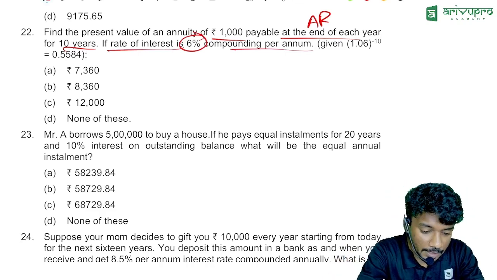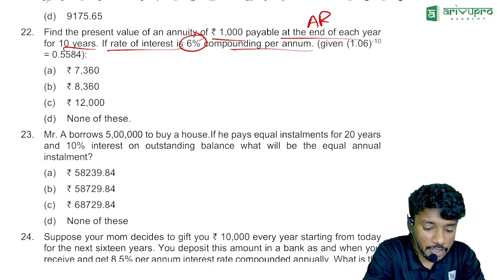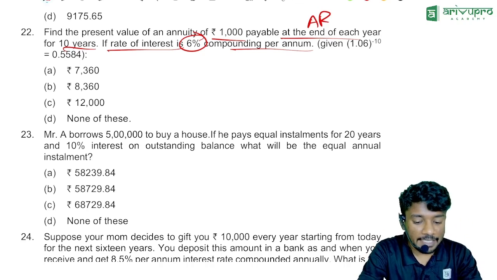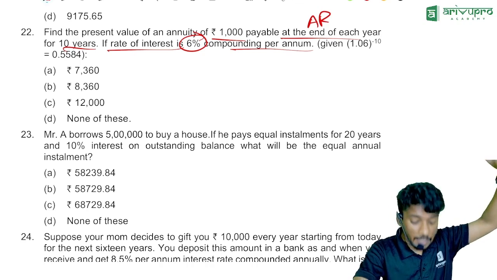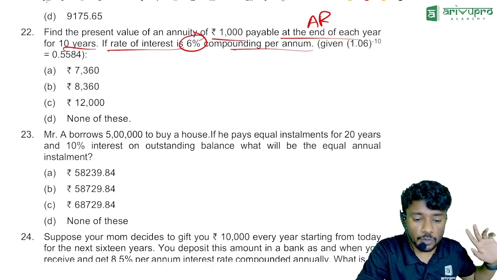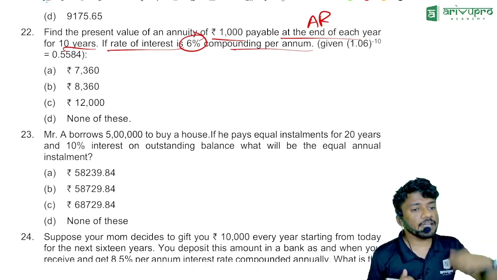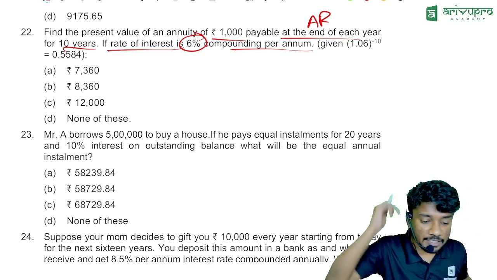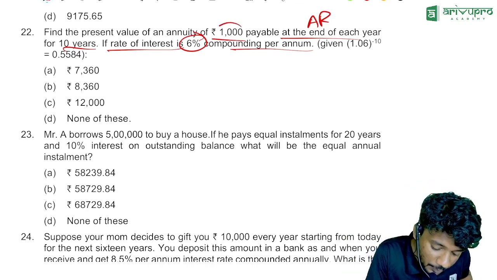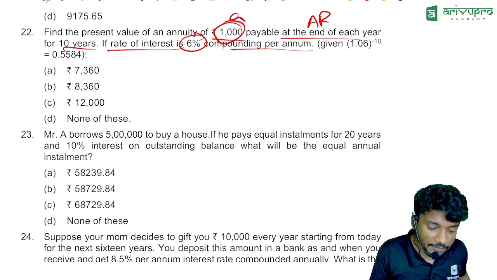What is our method? Type the interest rate, 6%, so 1.06. Then divide. Equal to how many times? 10 times, whatever the number of years. 1, 2, 3, 4, 5, 6, 7, 8, 9, 10. Then click GT. Then multiply it with the annuity amount, that is 1000. You will get the answer as 7360.